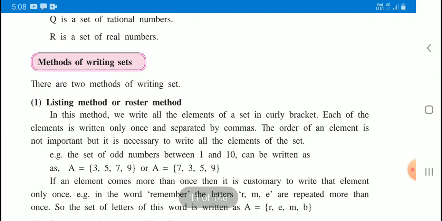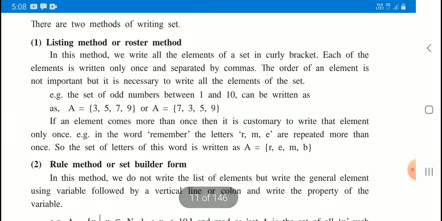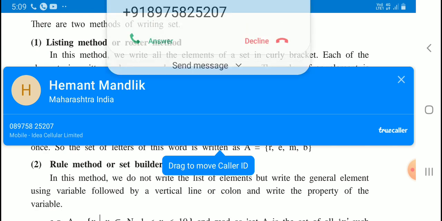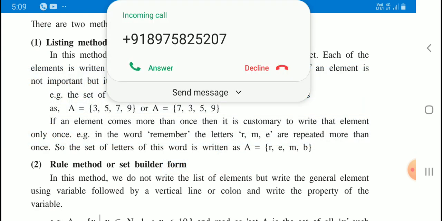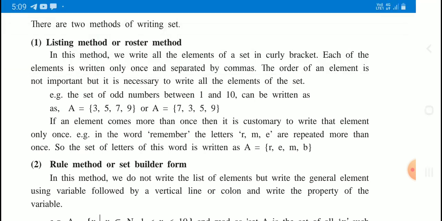There are two methods to write sets. The first is the listing method or roster method, and the second is the rule method or set builder form. In the listing method, we write the elements of the set in curly brackets, and these elements are separated by commas. Here, the order of the elements is not important, but you should write each element once only. You should not repeat the same element again.